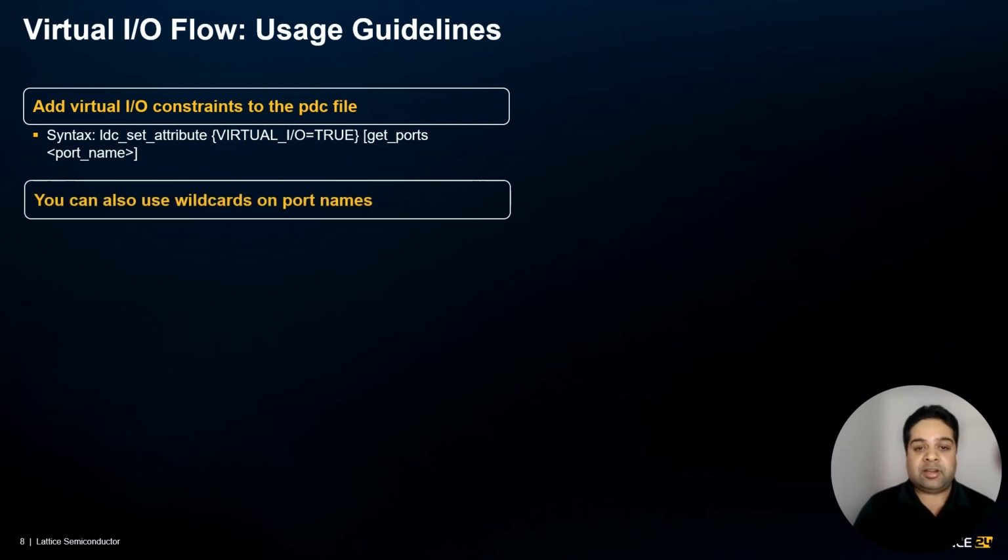A cool thing here is that you can also use wildcards on port names, which makes it easier to apply design constraints to multiple ports at once. For example, if you want to set all ports that start with data_in as virtual IOs, you would write something like ldc_set_attribute, virtual IO equal to true, get_ports, data_in, and a star in the square brackets.